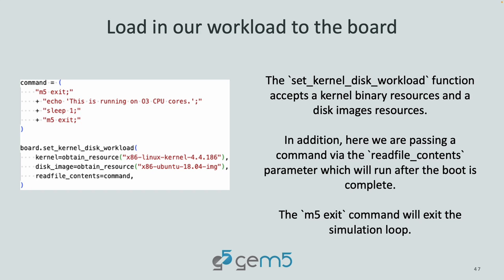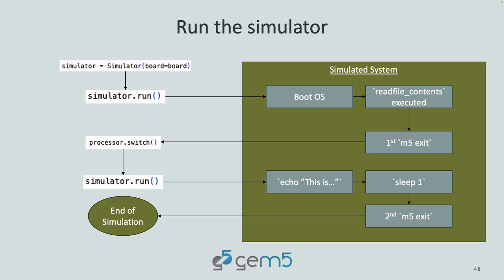Okay, so important things to take away here. You're setting your workload here, kernel, disk image, and then you're passing a command to run when that system's booted. M5 exit will exit the simulation loop. When we go back in, we'll run these two very basic bash commands here and exit again. I hope I got my... Oh yes, the next slide is very helpful. So this is a double diagram and also something I want you to do.